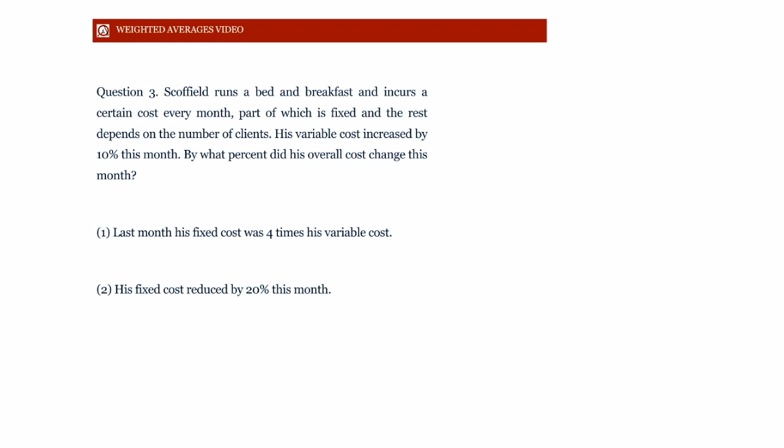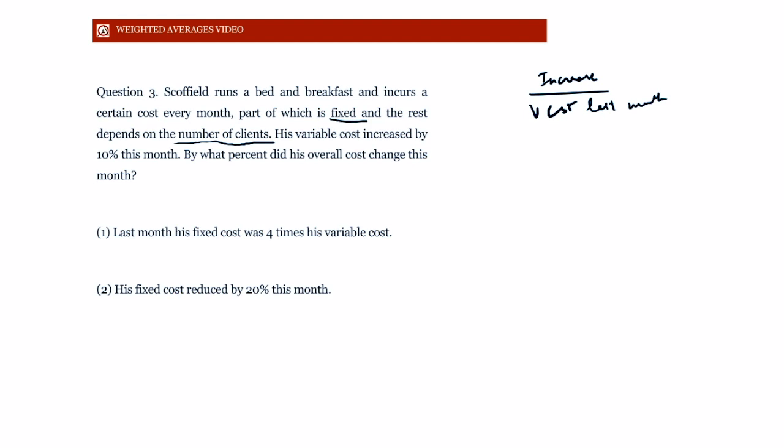The Schofield runs a bed and breakfast and incurs a certain cost every month, part of which is fixed and the rest depends on the number of clients. So basically, we're saying that there is fixed cost and there is variable cost, right? His variable cost increased by 10% this month. So the variable cost has increased by 10%. How do we calculate this 10%? We obtain that by dividing the increase by the variable cost last month.